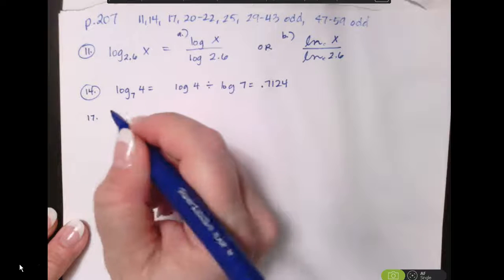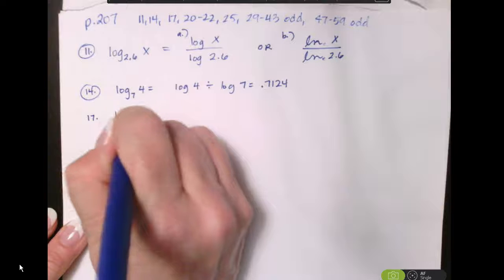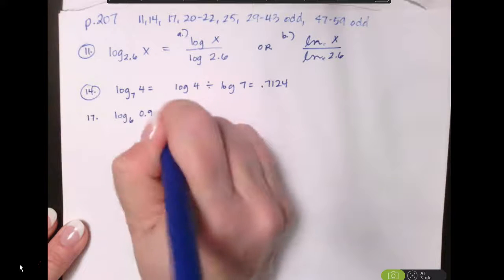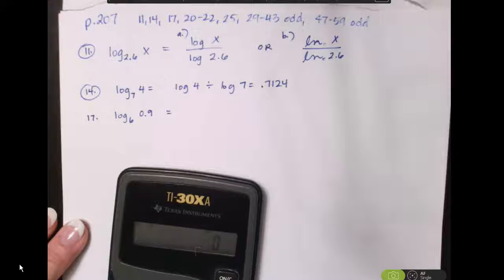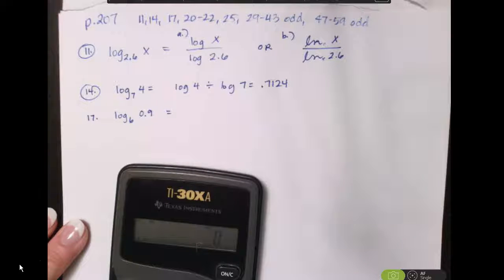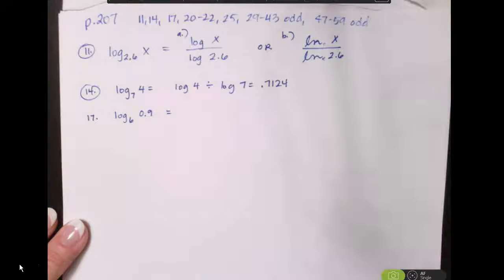Number 17, same thing, we have a log base 6 of 0.9, and so I would do 0.9 log divided by 6 log equals negative 0.059.